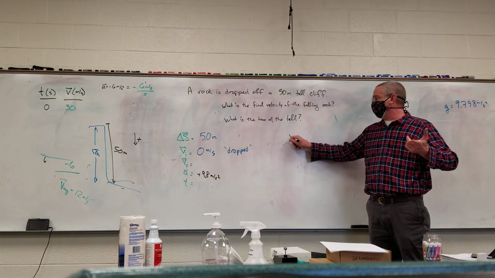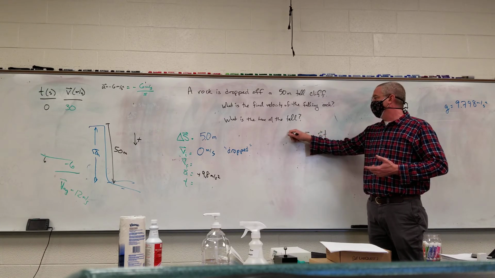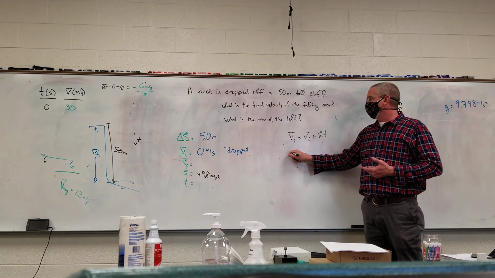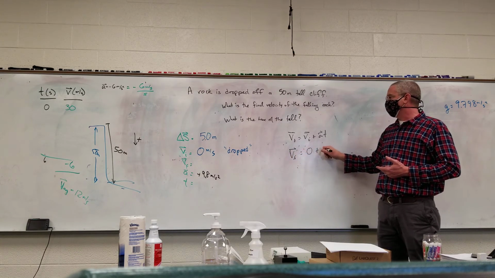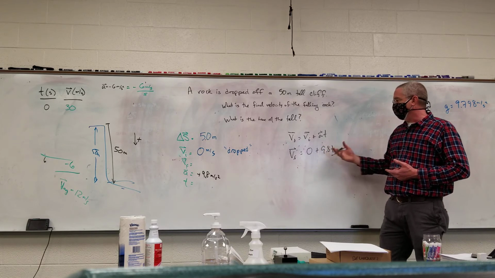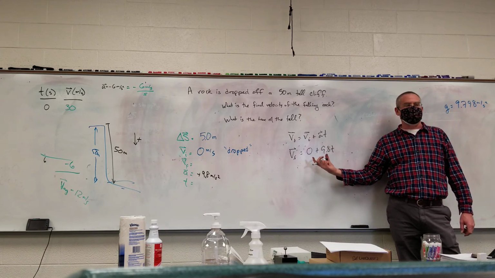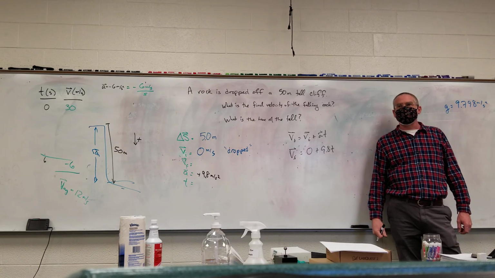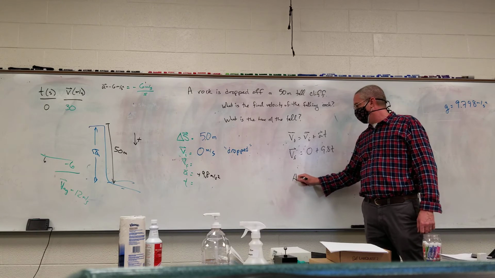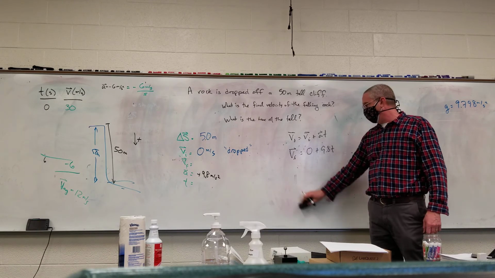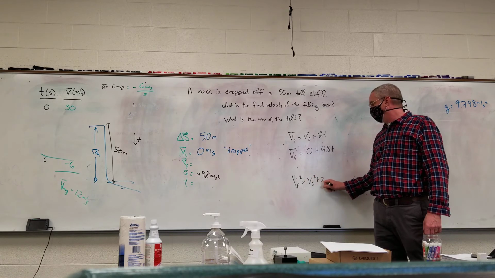So let's just say that you went down that route. If we plugged into that, VF equals VI plus AT, we'd have VF equals 0 plus 9.8 T. And at that point, hopefully you recognize, ooh, I have two unknowns here. I'm stuck. Use the fourth one. That was VF squared equals VI squared plus 2A delta X.